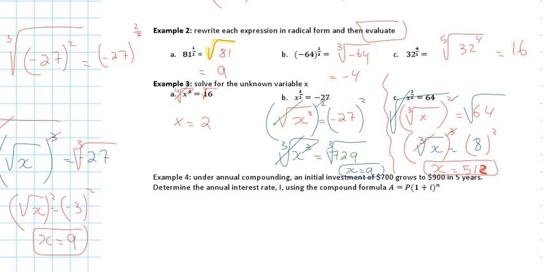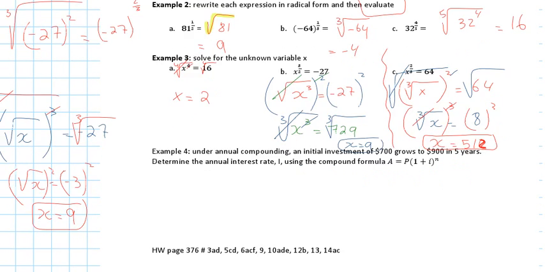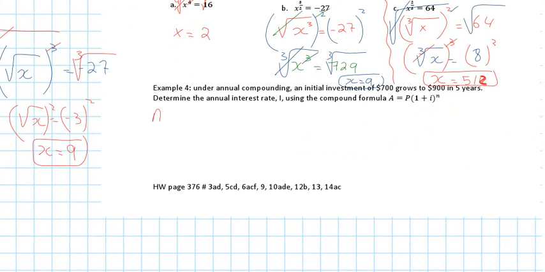An initial investment of $700 grows to $900 in 5 years, compounding annually. Determine the annual interest rate, I, using the compound formula A equals P times 1 plus I to the power of N. Now, let's define a few of these. A is your final amount. P represents the initial amount. We call P the principal.